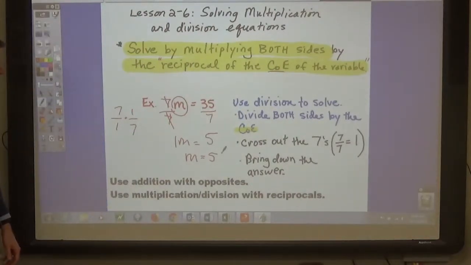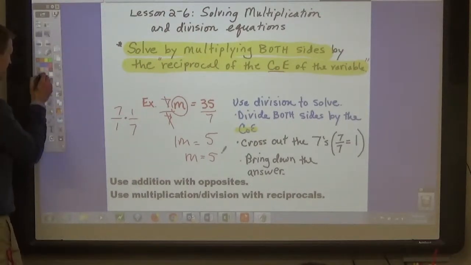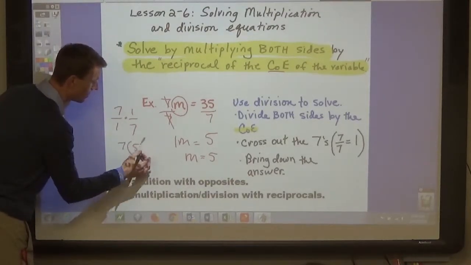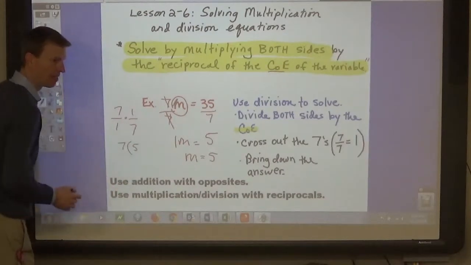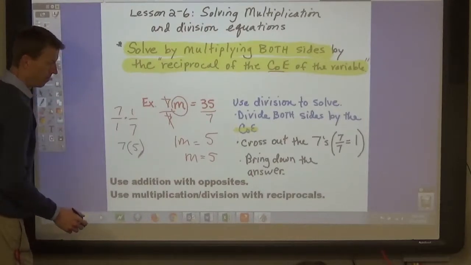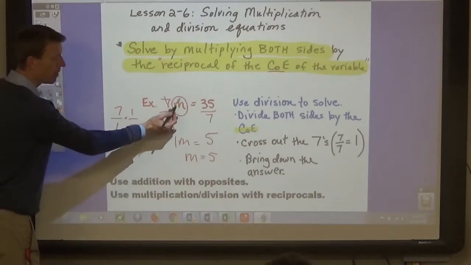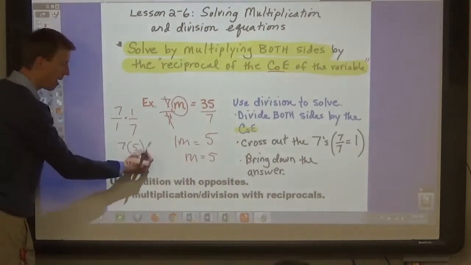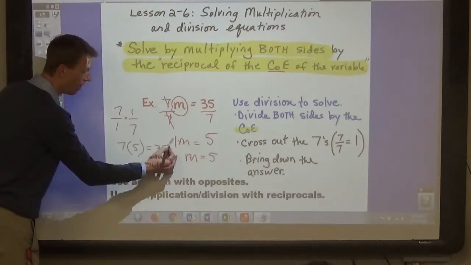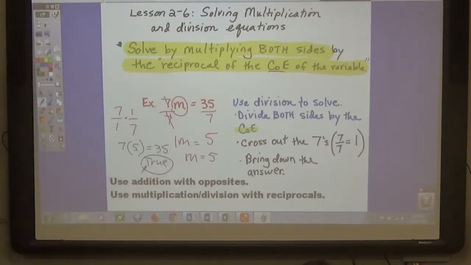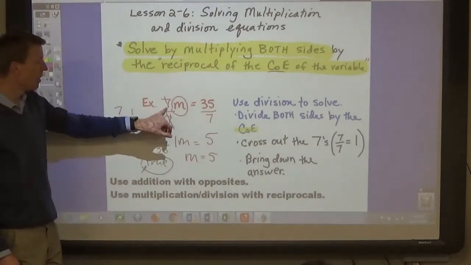How would you check that, Matt? I would do 7 minus 5 equals 2, and then take the number away. Okay, this means 7 times m. So when we put in the solution, we have to do 7 times 5, and that will equal 35. We use the original equation, 7m.